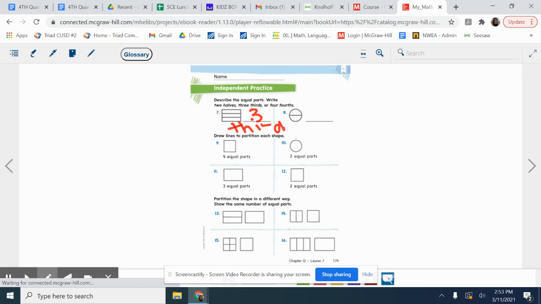Number 8 is in half. So, we have 2 halves.